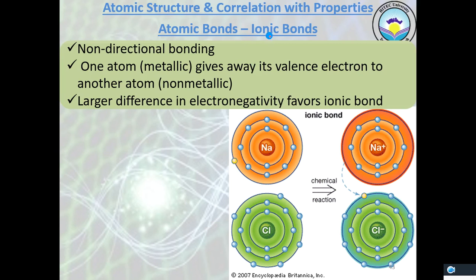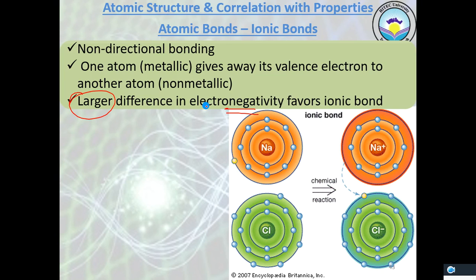Ionic bond is because of difference in electronegativity values, and this difference will be very large. So ionic bond is always because of the higher electronegativity difference, and ionic bond is also non-directional. Covalent bond is directional. We will see an example as well. One atom will give its valence electron, and another one that is non-metallic will accept that electron. So one atom will lose an electron and the other will accept an electron.